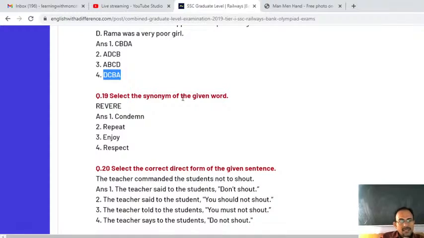Very good. Select the synonym of the given word. Revere. Synonym means similar word. You may not know the meaning actually. Revere means to pay respect. So here you can see respect is given, so 4 is the answer. Enjoy is not the option. Repeat is also not the option. Condemn is also not the option, because condemn is the antonym of the word revere. Understood? So respect should be the correct synonym for revere.